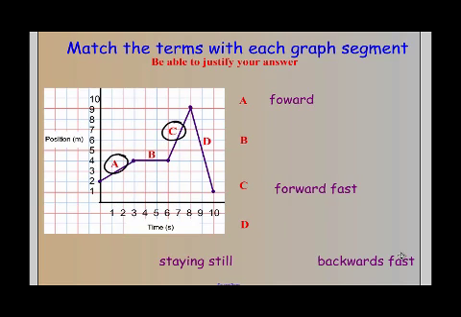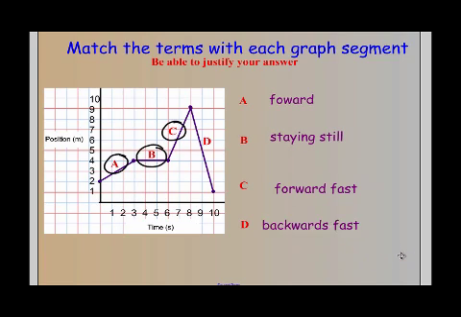Now I can look at the other two that I have. Section B right here is straight across. That means that object is staying at 4 meters the whole entire time, so it's not moving. So that's staying still, which leaves me section D as being backwards fast. And I can tell that because the graph goes down. Anytime my slope is down, that's like saying an object's moving backwards, because it starts up here at 9 meters and finishes down here at 1 meter, so it's coming back towards the origin, or going backwards.